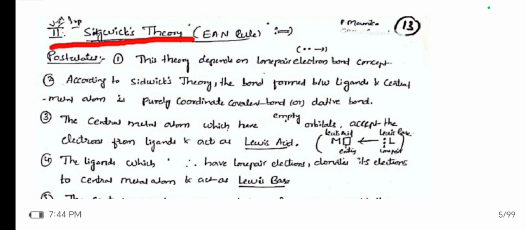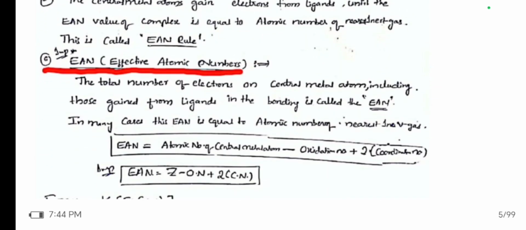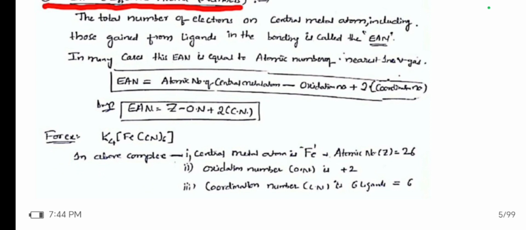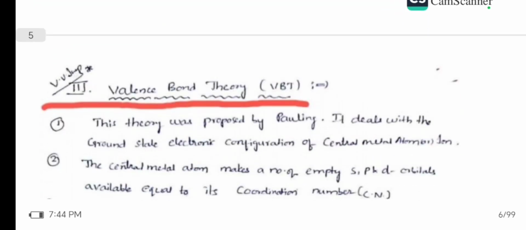In Sidgwick's theory, note the important points: metal is a Lewis acid, ligand is a Lewis base. Okay, and the EAN rule formula, remember: effective atomic number means atomic number minus oxidation number plus 2 into coordination number. Remember the formula and one example. Practice one example. Okay.